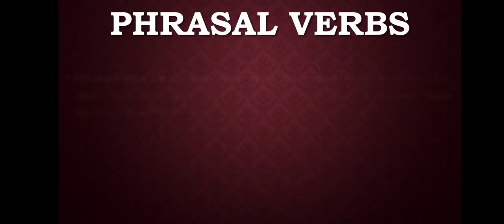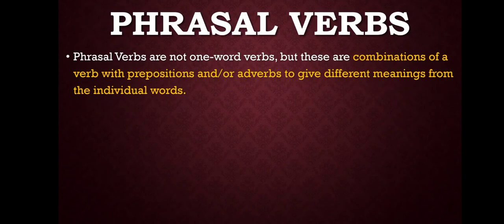The last is phrasal verbs. Phrasal verbs are not one-word verbs, but a combination of a verb with a preposition and or adverb to give a different meaning from the individual words. In all the types of verbs we have been studying so far, verbs were of only one word, but phrasal verbs are those verbs which have a combination of more than one word, like 2 words or 3 words.